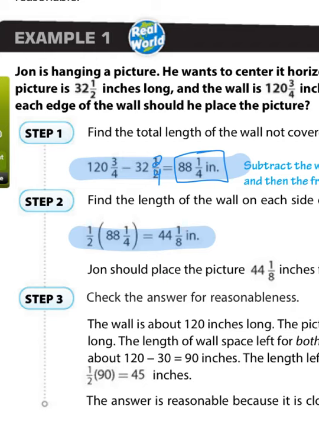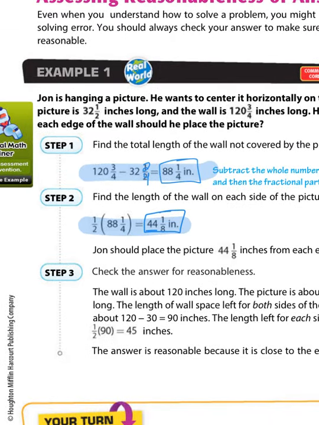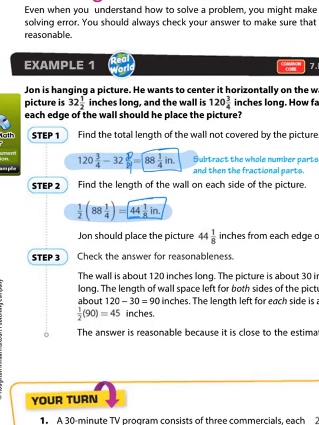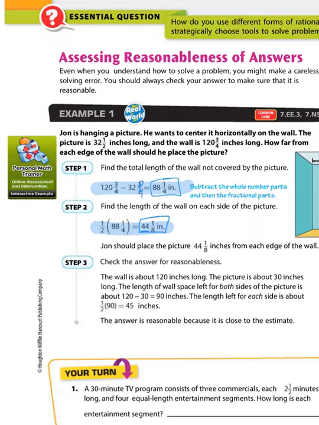So now we're going to divide 88.25 by 2, or multiply by 1/2. And since this is a mixed number, you could either change that into an improper fraction or just multiply both by 2. So 88 divided by 2 is 44, and 1/4 times 1/2 is going to be 1/8, since when we multiply fractions, we multiply straight across. 2 times 4 is 8. So our final answer is going to be 44 1/8 inches. John should place the picture 44 1/8 inches from each edge of the wall.